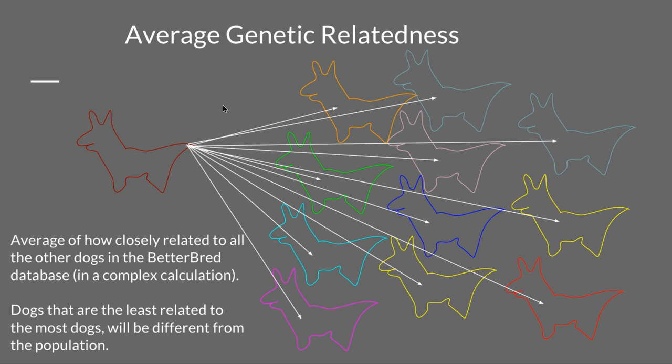Okay, but let's talk about what average genetic relatedness is. Average genetic relatedness is the average of how closely related to all other dogs in the Betterbread database a dog is. Of course, it is a complex calculation, but essentially it is the average of the relatedness to every single other dog in the database. So a dog that is the least related to the most dogs will be very different from the rest of the population.